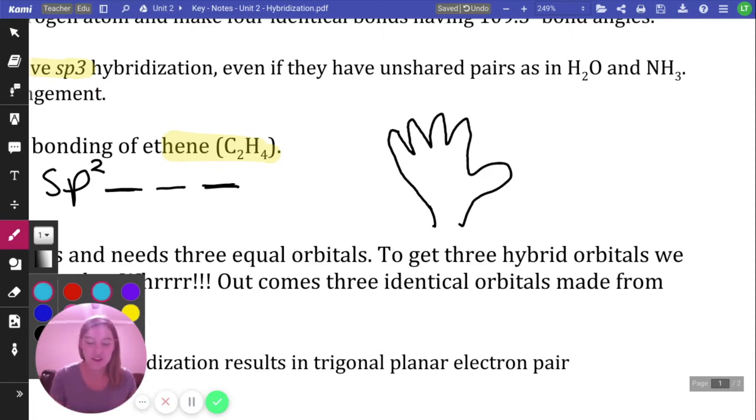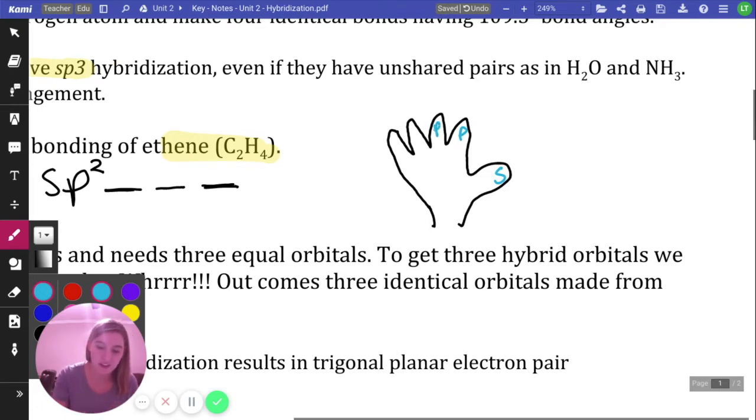All right, guys. So this is a trick to help you remember hybridization. Your thumb is S. Your index finger is P. Middle finger is P. Ring finger is P. Pinky is D, and then the side of your palm is D as well. We can use these fingers to figure out our hybridization based on how many things are bonded around our central atom.